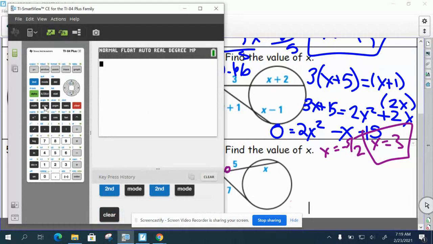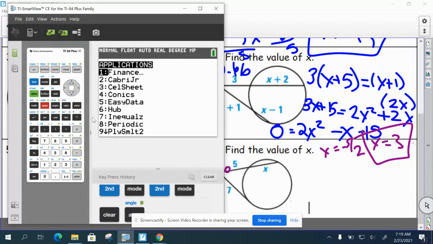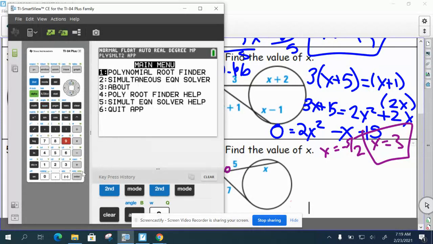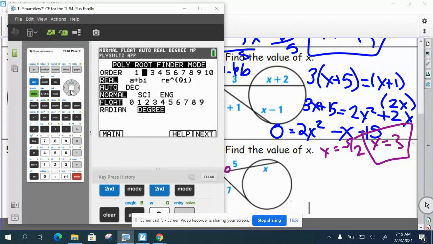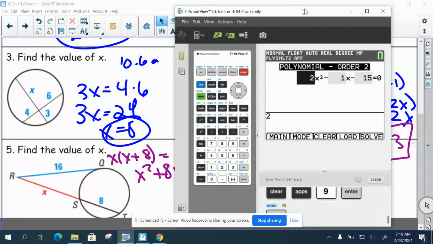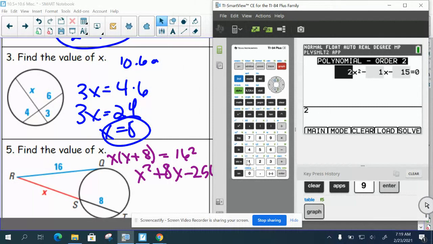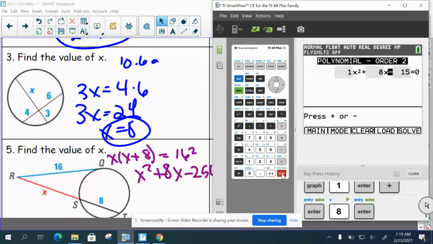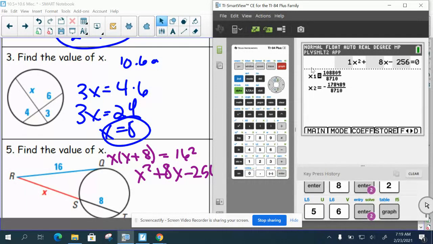So apps, and then polynomial root finder, or polysim 2, which you could just click the 9. Polynomial root finder, enter. So this is all the same, so you could just click next. And then here, the coefficient of x squared is just 1. And then this is plus 8. It's plus 8. And this is minus, so press enter if you don't need to change it. And then 256. Enter. Okay, and then press solve by pressing graph.